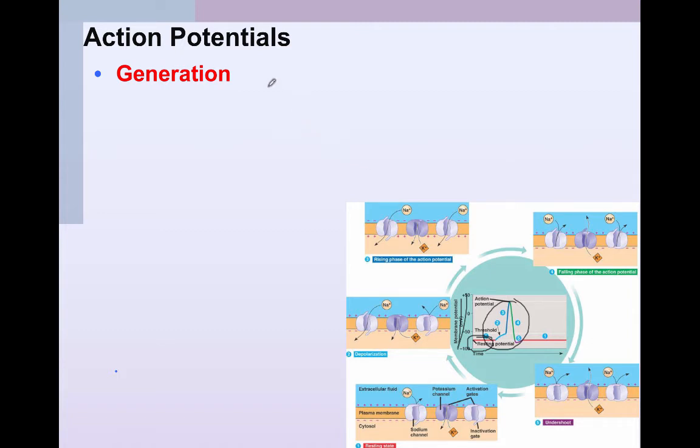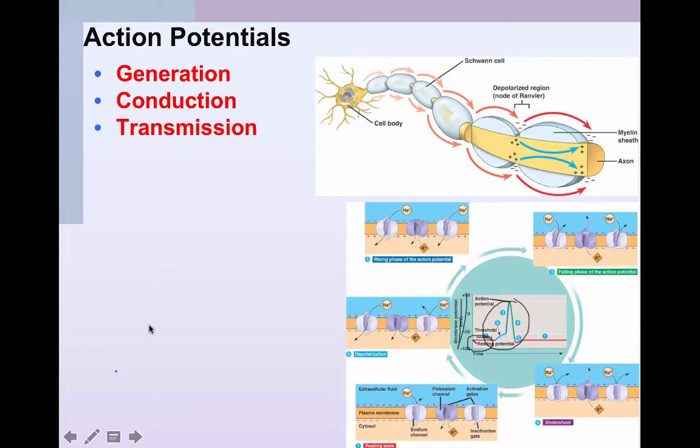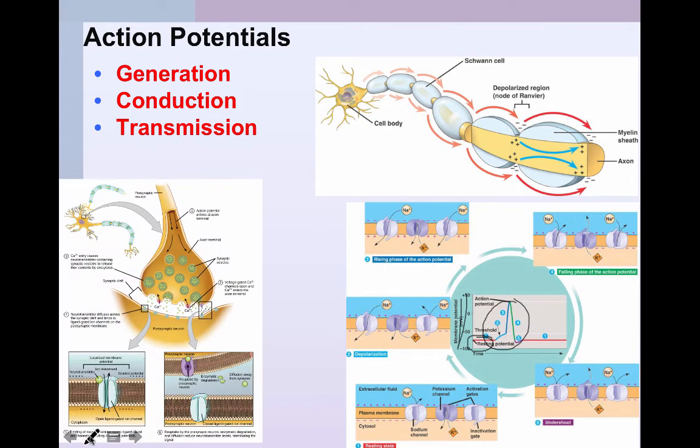Once the action potential has been generated at the trigger zone, we need to move it down the axon and get it to the synaptic knobs. And that process is what's known as conduction. And so conduction is just simply moving the action potential from the trigger zone down along the length of the axon. And then finally, what we have to do is move the signal from one cell to the next cell. This is referred to as transmission. Quite often, transmission is happening across a chemical synapse in which a neurotransmitter is released. And so that's where the term transmission comes from in neurotransmitter.